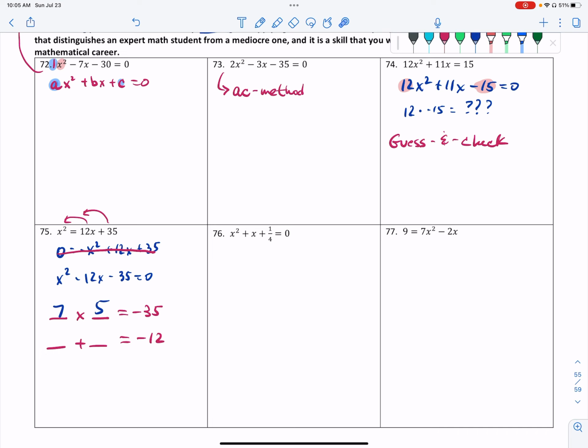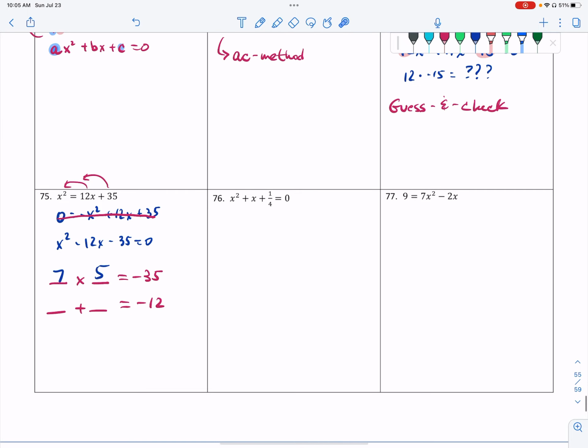And then you think about the signs here. One of them has to be negative in order to get a negative 35. And so then you look over here and you go, oh, I got a negative 12. That means the bigger one has to be negative, right? But if you make this a negative 7 plus a positive 5, you get negative 2, not negative 12. The only way that would work is if they're both negative, and if they're both negative, then the product's going to be positive. And so nothing works out. You can't choose any different factors than that.